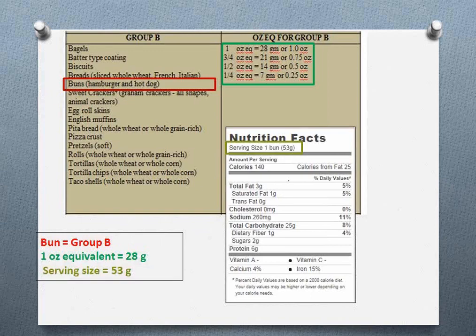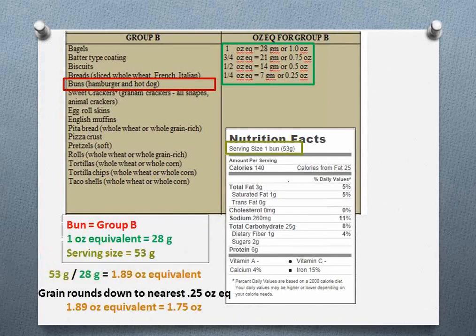When we look at the label for this, we see that the serving size is actually 53 grams. And when we do our calculations, 53 grams divided by the 28 that we found in the chart equals 1.89 ounce equivalents. Grains are always rounded down to the nearest 1/4 ounce. So this 1.89 ounces is equivalent to 1 3/4 ounce of a grain product.